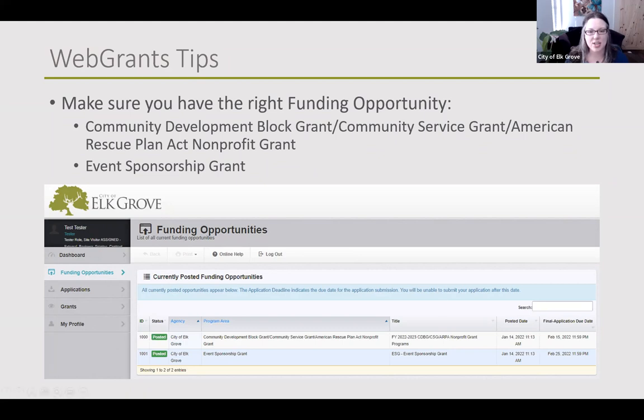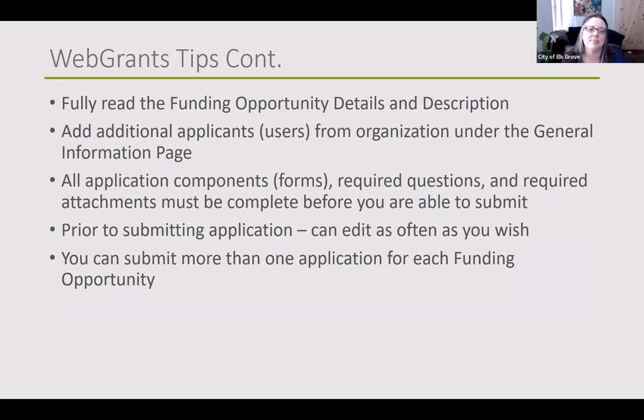And once you select that, you can look at opportunity details and descriptions, which really talks about the eligibility of the organization, some of the grant requirements and the funding information. And then you'll determine if it is the correct funding source for what you want. And if it's not, you just back out into the funding sources and you go to the other one to make sure that that's what you want.